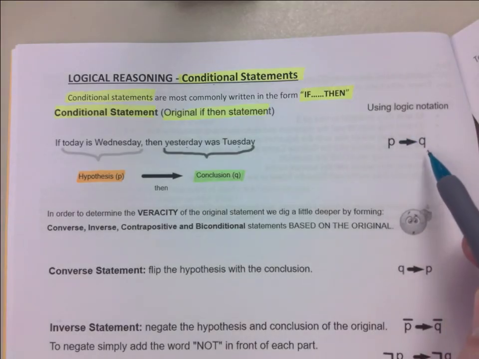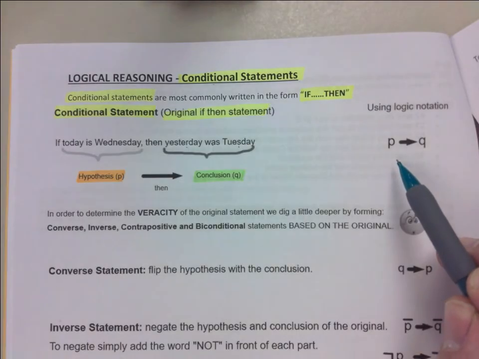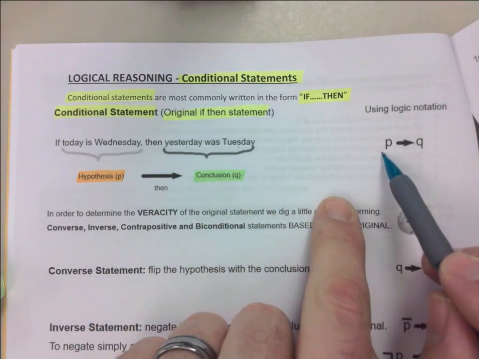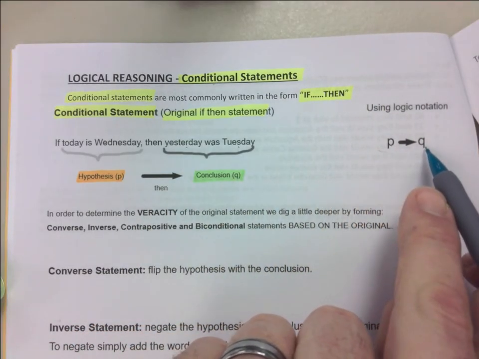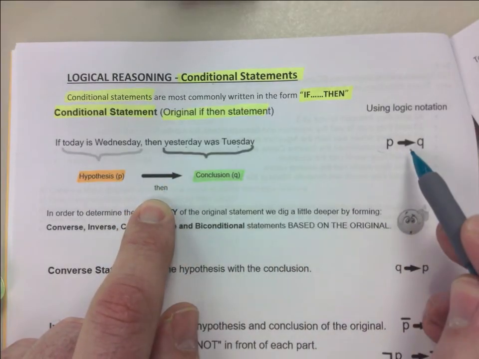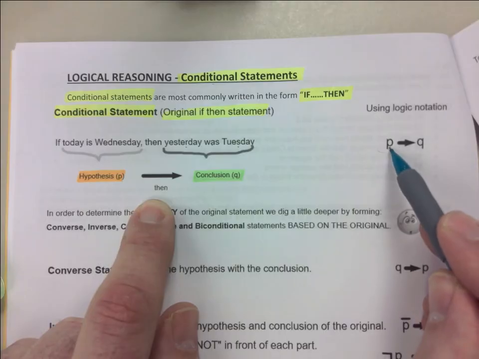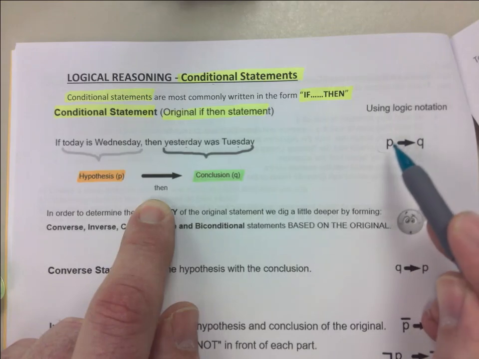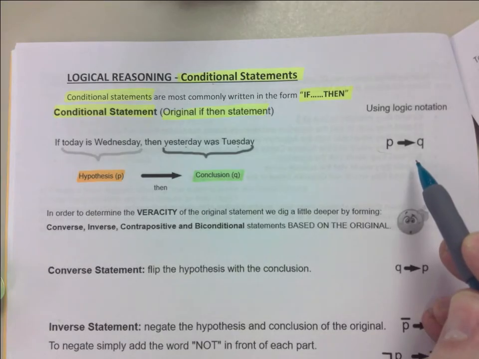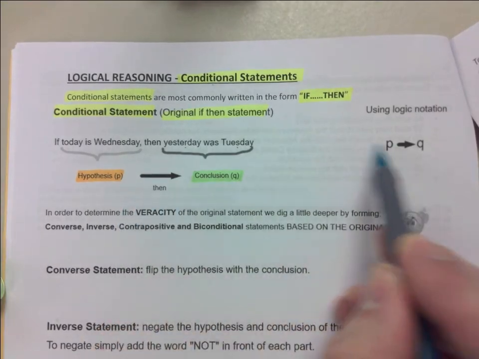So the logic statement, guys, the notation we use, pay attention to notation. If I told you P arrow Q, what does the arrow represent? Then. So it's saying if P, then Q. So if I gave you this, you would immediately have to say, oh, this is an if-then statement. That's what it is. Of course, right? So this is what I'm talking about.